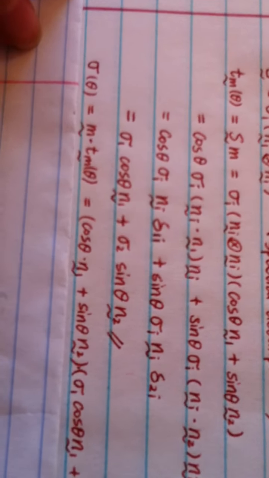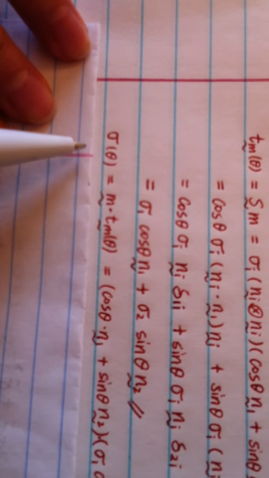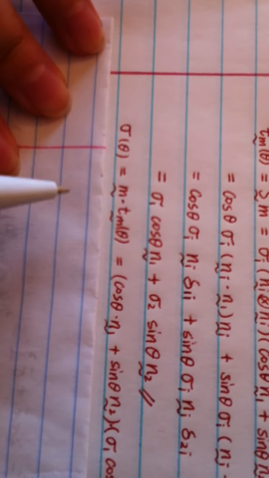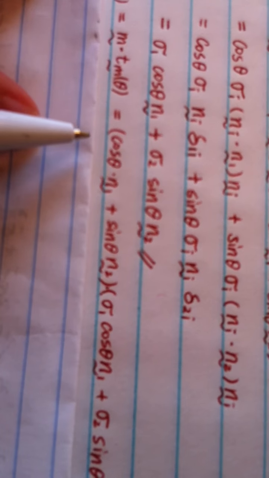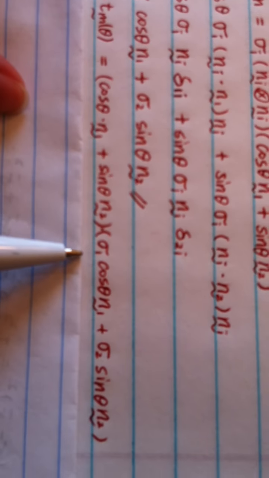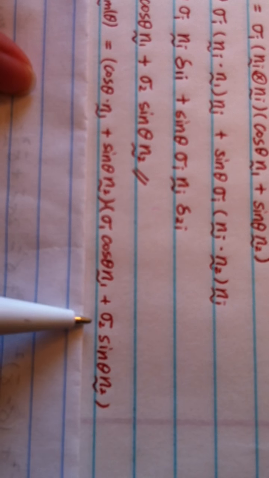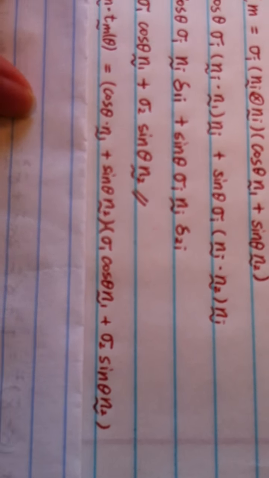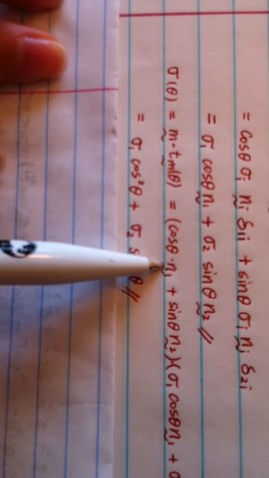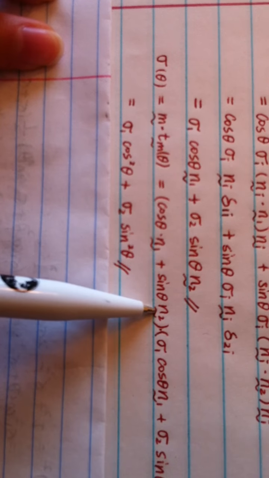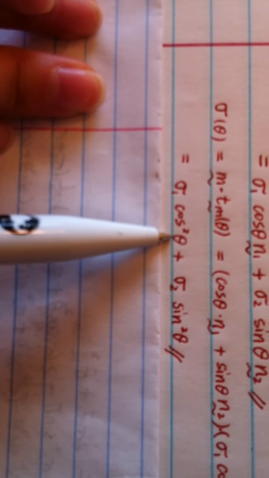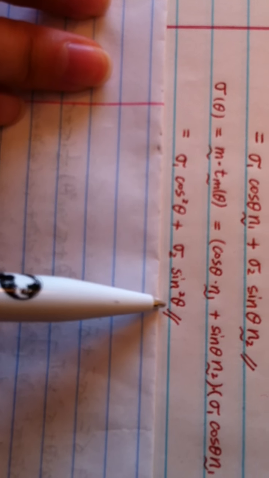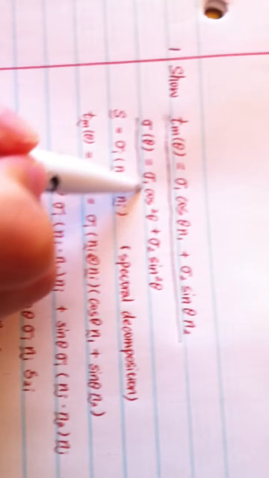Now part 2. Sigma theta is given by M dotted with T sub M. And that is cosine theta n1 plus sine theta n2 dotted with sigma 1 cosine theta n1 plus sigma 2 sine theta n2. And n1 dotted with n1 is equal to 1, and n2 dotted with n2 equals 1. So we get sigma 1 cosine theta squared plus sigma 2 sine theta squared. So the second part is proved.